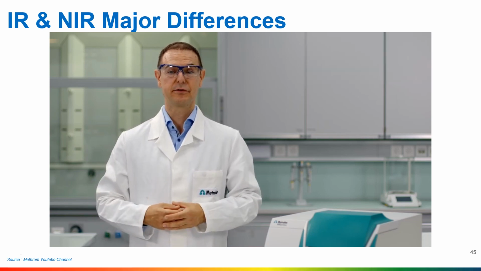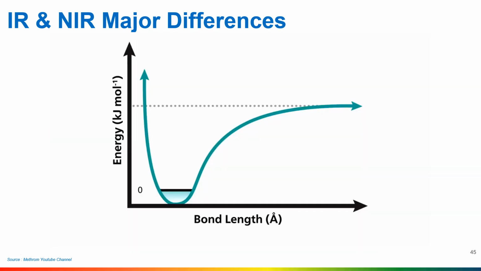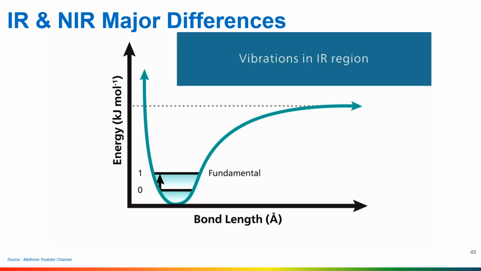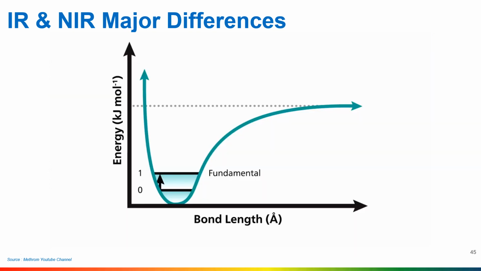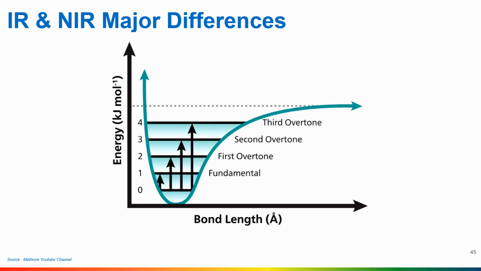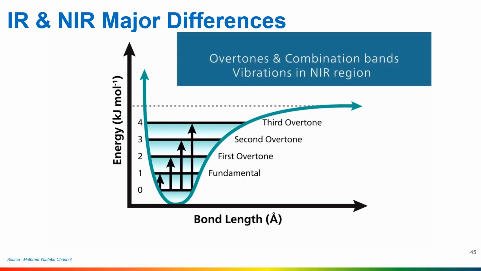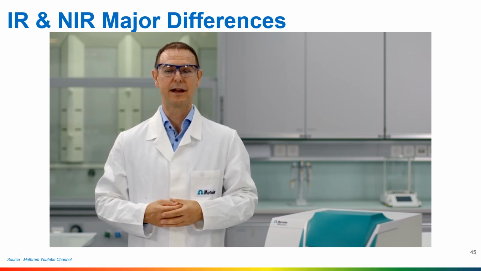Vibrations in the infrared region are classified as fundamental vibrations. As such, they have a higher probability of occurrence than overtones and combination bands, vibrations happening in the near-infrared region. Therefore, infrared light is absorbed more strongly than NIR light.